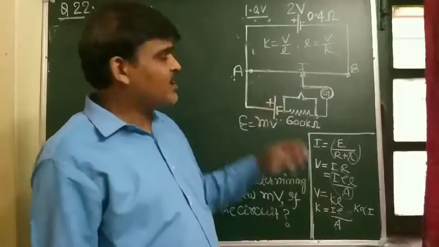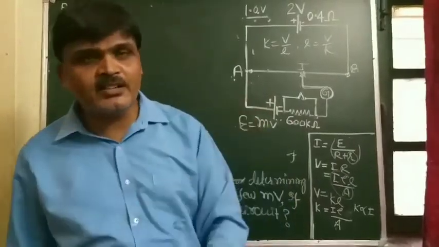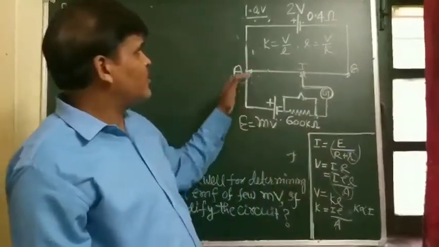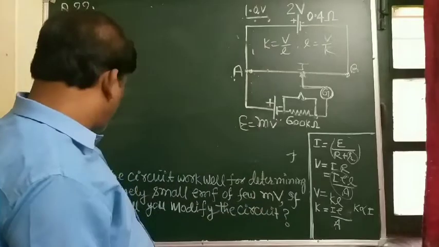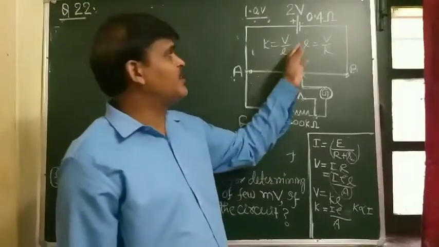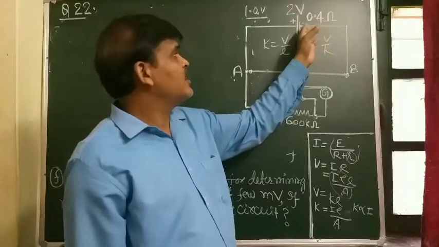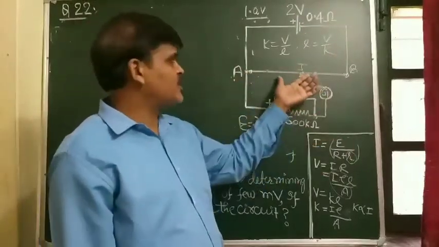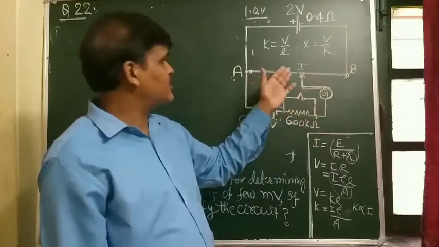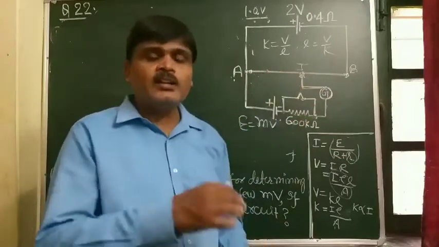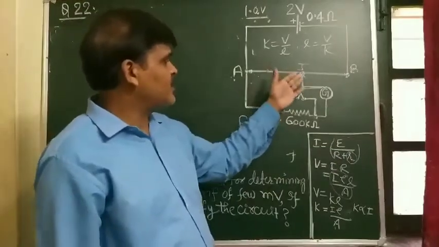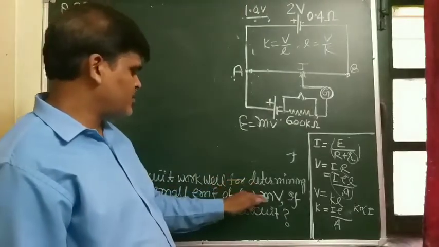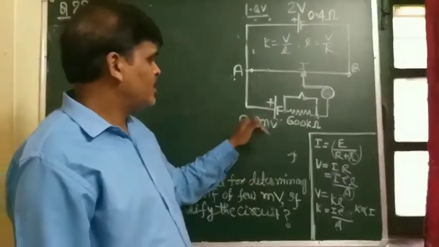decreases. Potential gradient decreases, and balancing length will increase. So to modify the circuit, a high resistance is put in series with the driver cell, so that the current across the potentiometer wire decreases. Potential gradient across the potentiometer wire decreases, and the balancing length will be obtained at a larger length, when a very small EMF of a cell in the range of millivolts is to be determined.